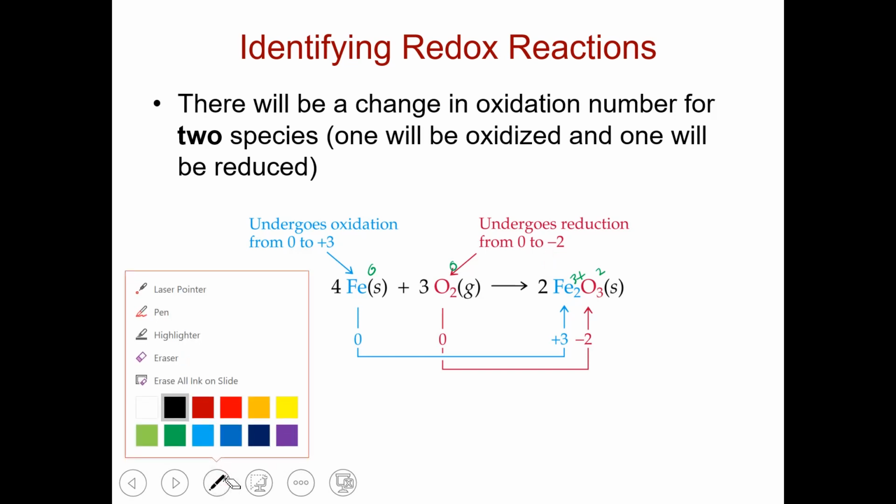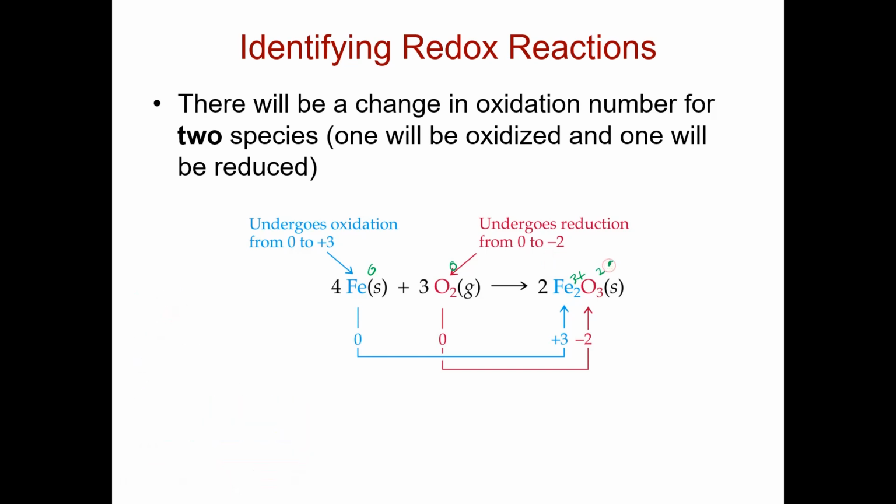On the product side, because each oxygen is 2- unless it's part of a peroxide, that's a total of 6 negative. If we divide that by the 2 irons, we have 3+ on the iron. So iron goes from 0 to positive 3. So we've lost 3 electrons. That would be oxidation. Oxygen goes from 0 to 2-. So that is reduction.